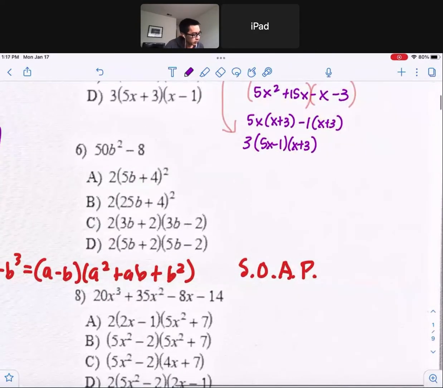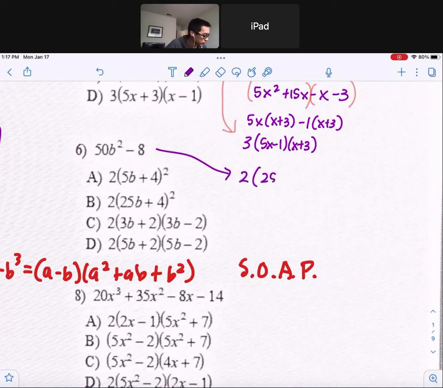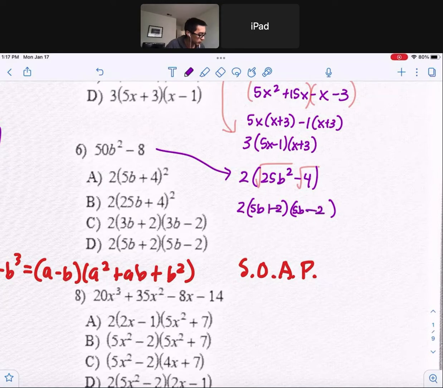Number 6. Now, we can't take the square root right away, but what we can do is factor out a 2 from both. So 50 divided by 2, 25b squared. Negative 8 divided by 2, negative 4. And then we can take the square roots of both of these, and you would get 5b times itself and 2 times itself, plus and minus, factoring, which is going to be D.